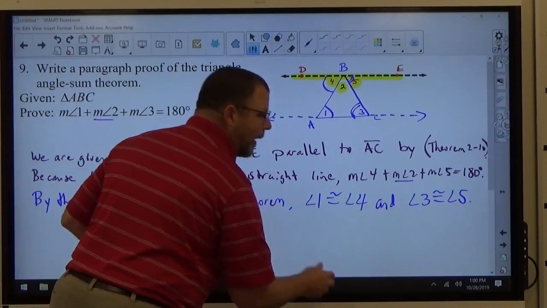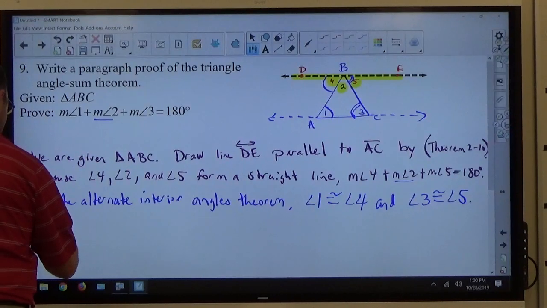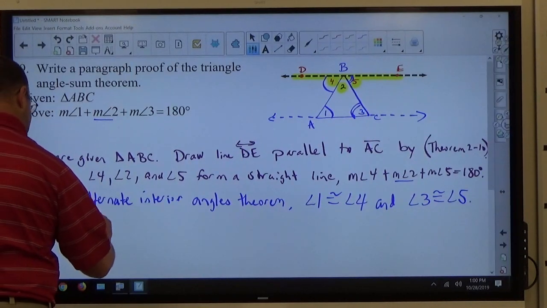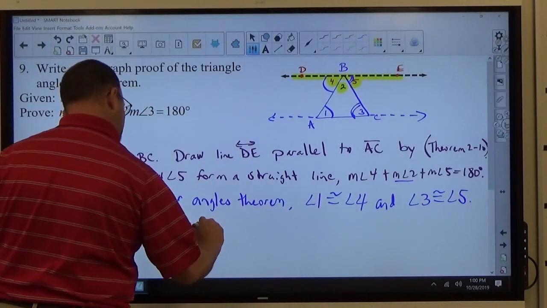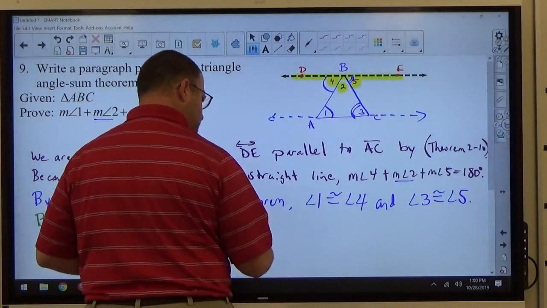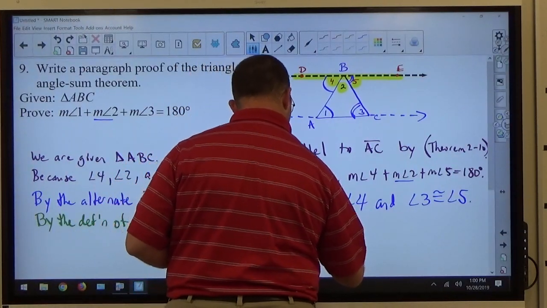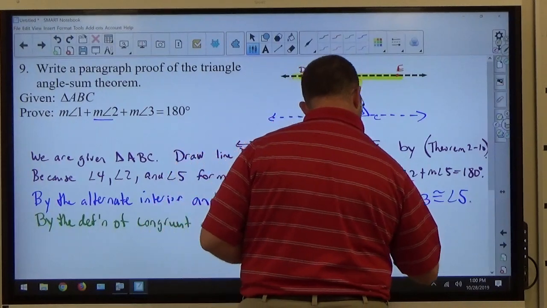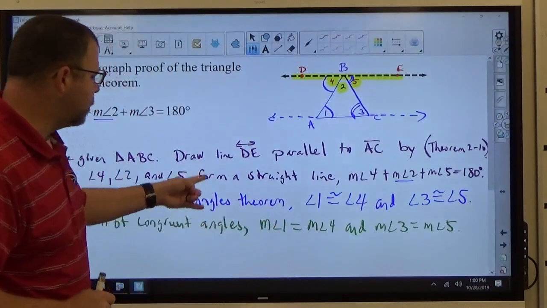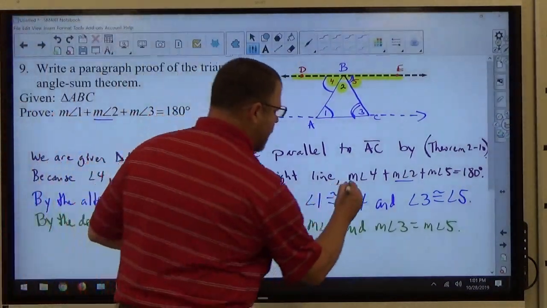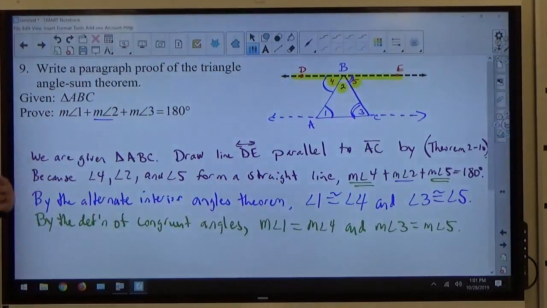But once we get congruent angles, we know the angles have equal measure by the definition of congruent angles. So by the definition of congruent angles, the measure of angle 1 must equal the measure of angle 4, and the measure of angle 3 must equal the measure of angle 5. At that point, since 1 equals 4 and 3 equals 5, I can replace 4 and 5 with 1 and 3, making exactly what I'm looking for, just a substitution for the last step.